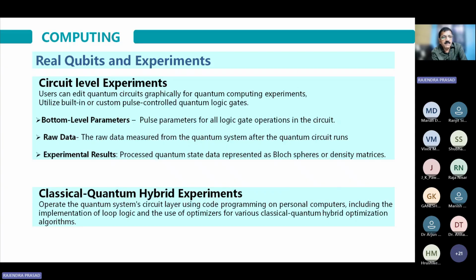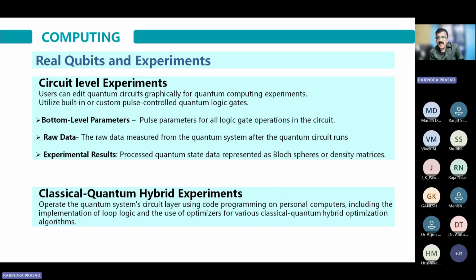And then we look at the parameters, bottom-level parameters, raw data, and we can create and do the experiment results. The experiment results can also be represented in Bloch spheres. Bloch sphere you would have been introduced to, as I'm sure you are on the third or fourth day of your learning process. So Bloch sphere is available in learning systems, and in our case it's available, and density matrix is available as experimental results.